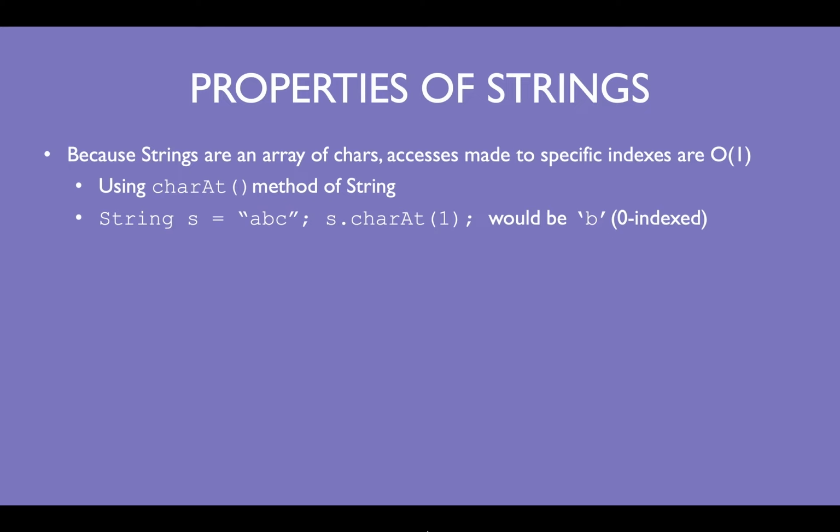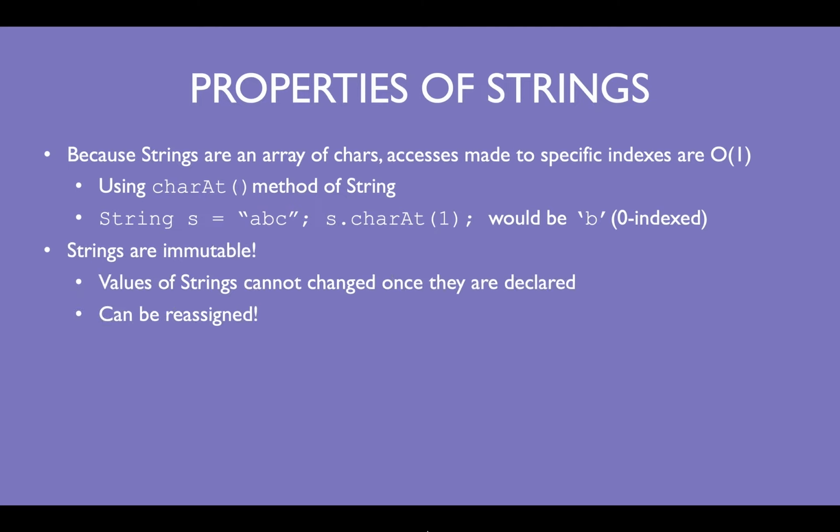Another crucial property of strings is that they are immutable, or that the values of strings cannot be changed once they are declared. However, a string variable can be reassigned. In this example, we use the concat function to concatenate, or append, the string "DEF" to "ABC", more on concatenation later, and this does not actually mutate the value of s. So after this code is executed, if we check the value of s, we still get "ABC".